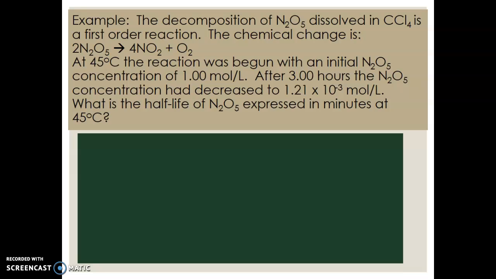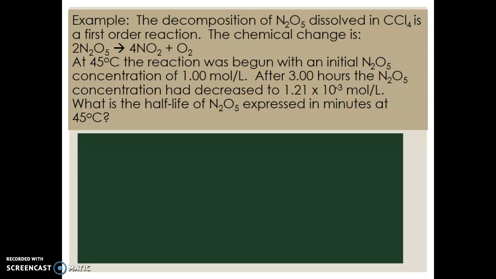In this next example, the decomposition of N2O5 dissolved in CCl4 is a first order reaction. The chemical change, we have 2 moles of N2O5 decomposing to 4 moles of NO2 and 1 mole of O2. This happens at 45 degrees Celsius.